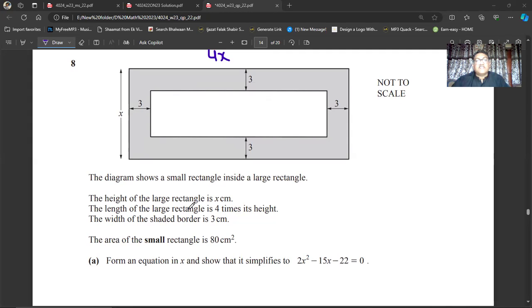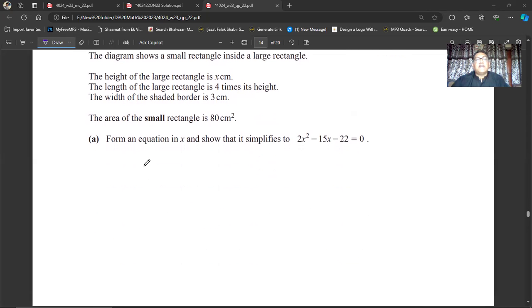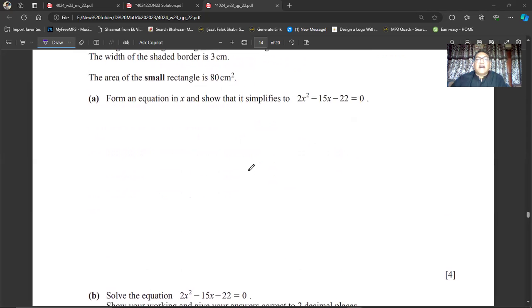Then it says the area of the small rectangle is 80 centimeters squared. The area of this is given. And it says form an equation in x and show that it simplifies to 2x squared minus 15x minus 22 equals 0. So it's a 4 marks question.